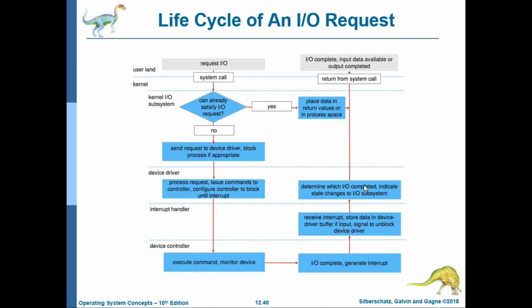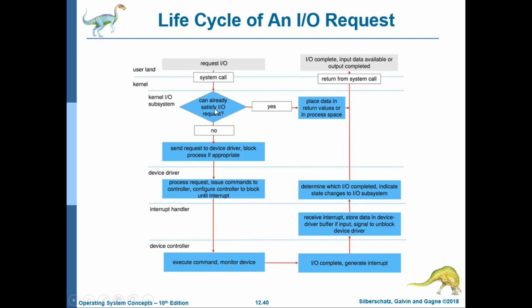So we have the life cycle of an I/O request. Again, in user mode, we have a request for I/O, and for that request there is a corresponding system call, so it is already inside the kernel. Here we have a decision: can the kernel I/O subsystem already satisfy the I/O request? If yes, it will place data in return values or in process space and then return from the system call, and then I/O is complete, input data is available, or output is already completed.